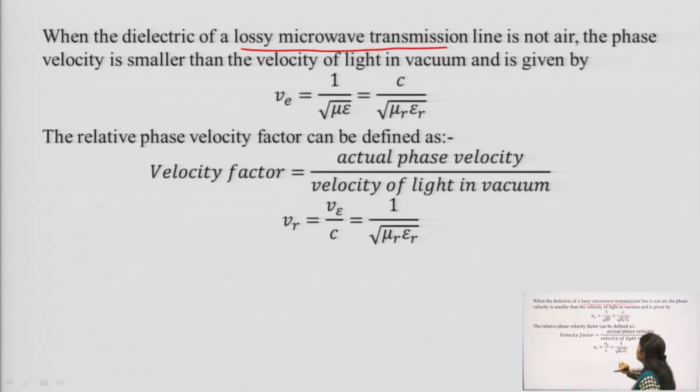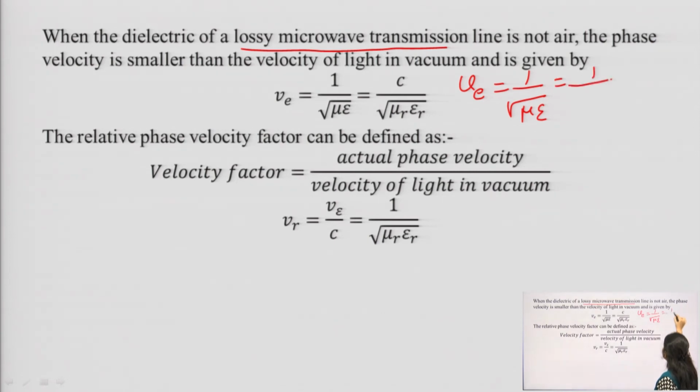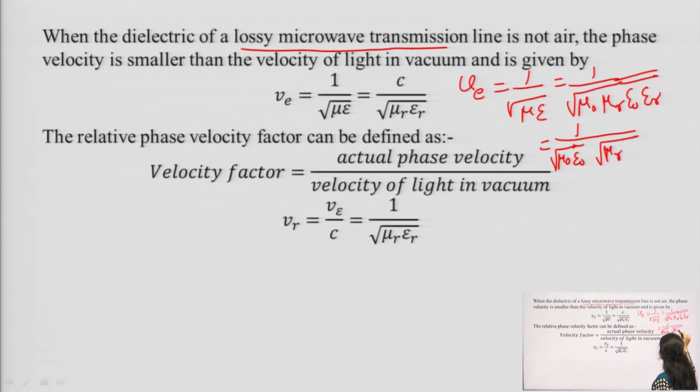Now, when we are taking any transmission line, a lossy transmission line, in that case what is going to happen? Our velocity will be equal to 1 upon under root mu epsilon, and we know that this is mu naught mu r epsilon naught epsilon r. When we break it down, mu naught epsilon naught, mu r epsilon r, and we already know that 1 upon under root mu naught epsilon naught is equal to c.